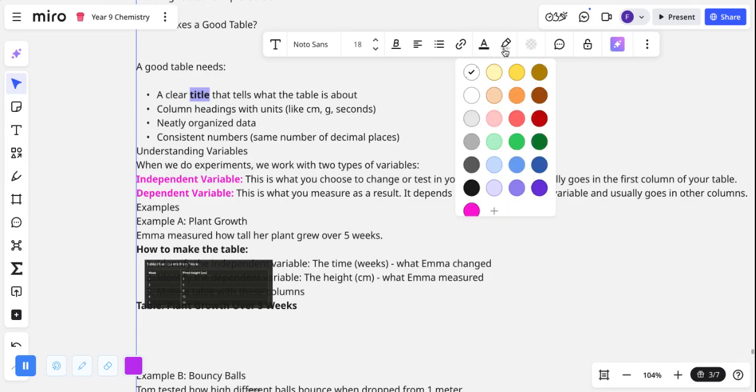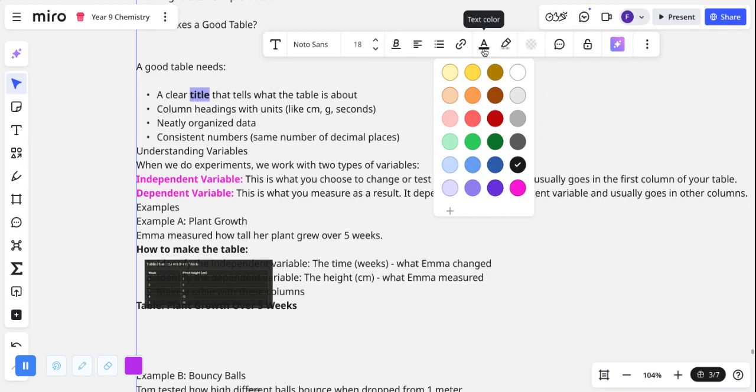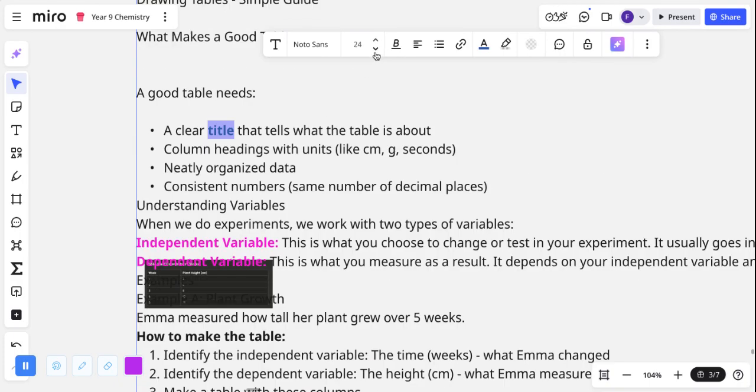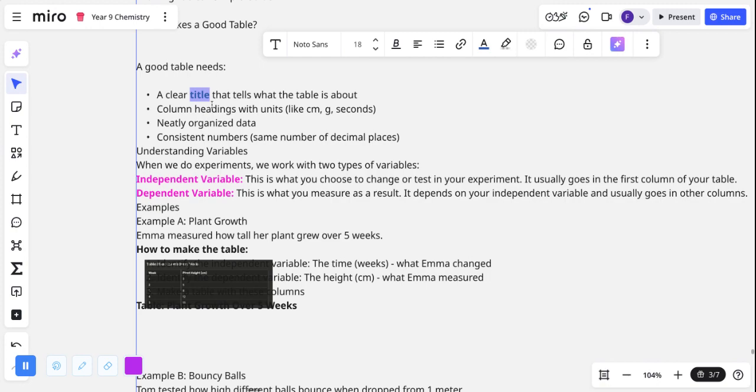For every graph you draw, if you miss out a title, I'll knock a mark off because I'm just a meanie. What colour should we do that? Let's do it blue. You must have a title. Oh dear, that didn't work. Everything went bigger. All right. So you must have a title. You must have column headings, and I'm going to show you what I mean by that.